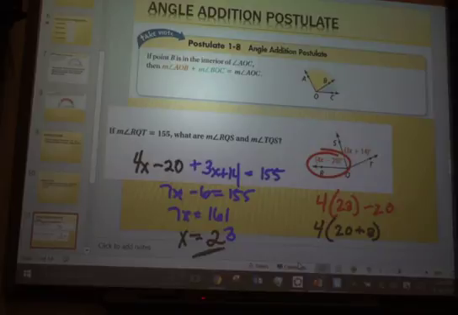What's 4 times 20? 80. What's 4 times 3? 12. What's 80 plus 12? 92. So the hope is that you guys eventually will be able to do that real quick in your head without having to write anything down. And we see that's 92 minus 20, which is 72. Come over here, do the same thing. 3 times 23 is 69 plus 14. What's that going to be? 83, right?